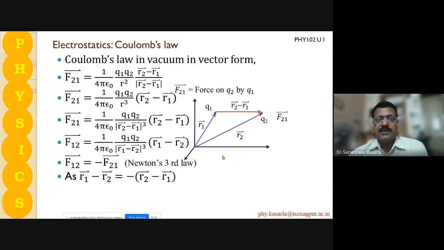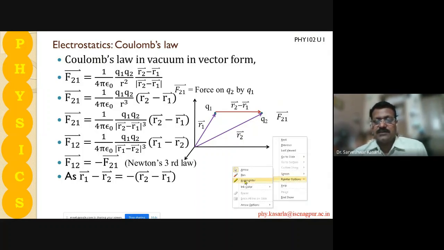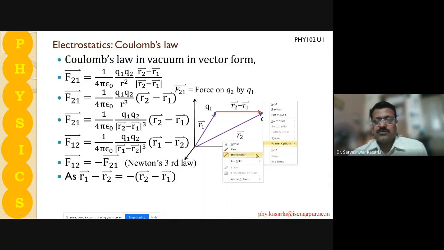So by applying the triangle law of vectors, the vector between charge q1 and q2 will be equal to vector r2 minus r1. So this is the vector r2 minus vector r1, the vector from q1 to q2.